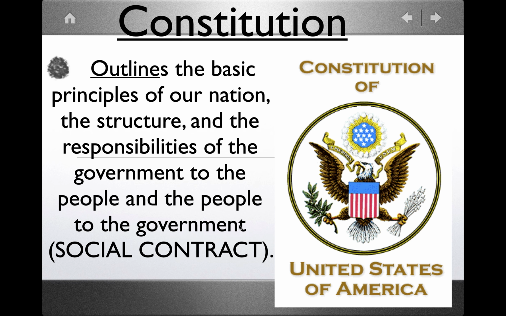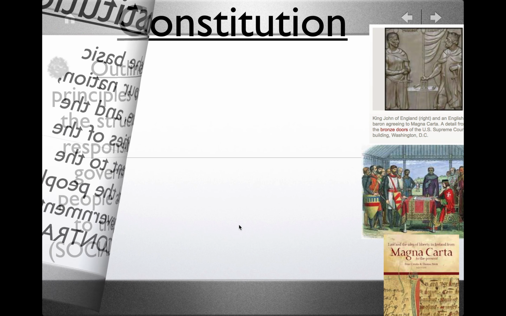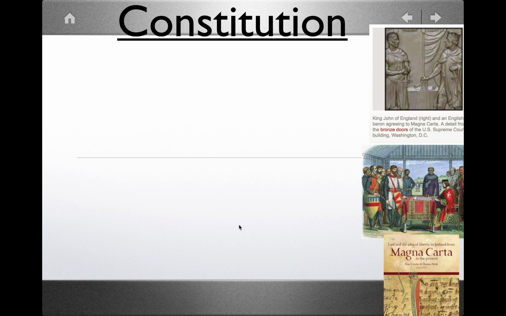Okay, but get this down. We're going to talk more about this social contract. The Constitution is an outline. It's actually written in outline form. It's got the preamble, which is the introduction, and then it goes to Article 1, the legislative branch. Article 2 is the executive branch. Article 3 is the judiciary branch. And then we go down the line, how they amend the Constitution and how we establish the Constitution. All that's in there.